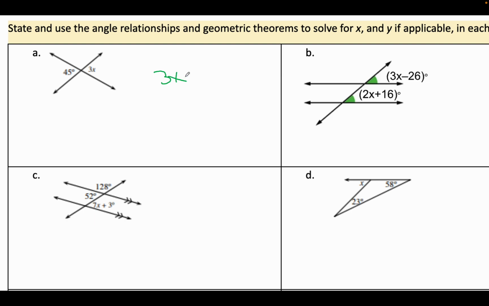All right, we know that vertical angles are congruent to each other. So I know 3x equals 45. If I divide that by 3, x equals 15.